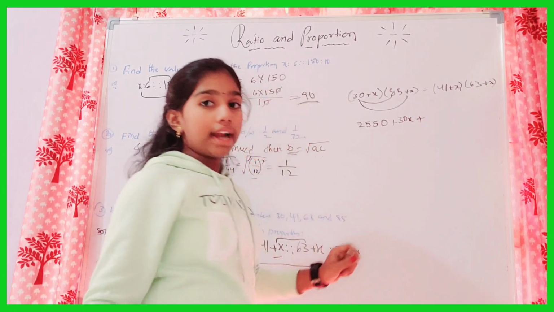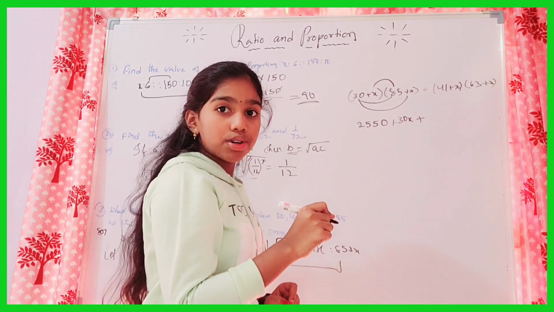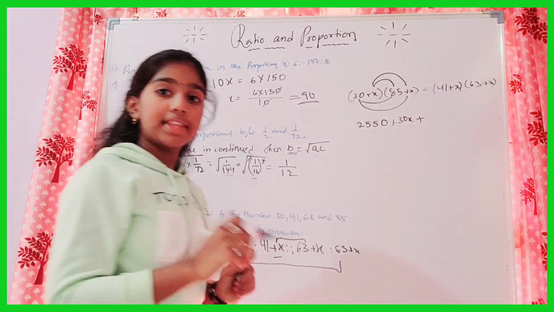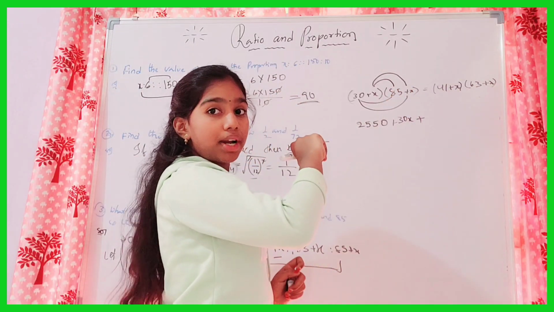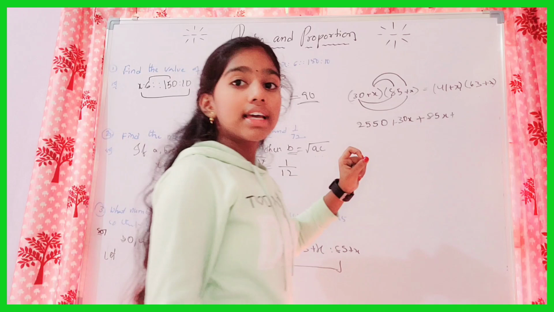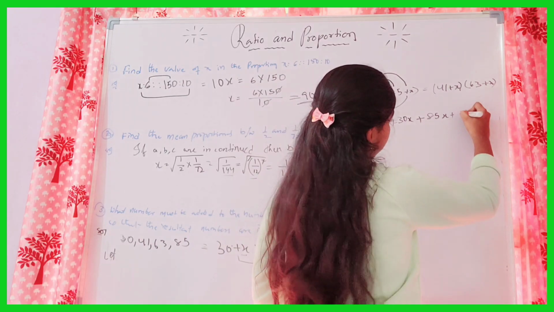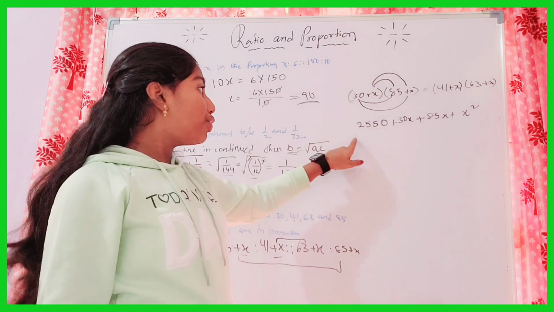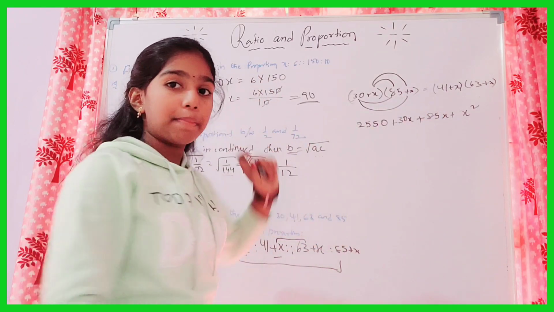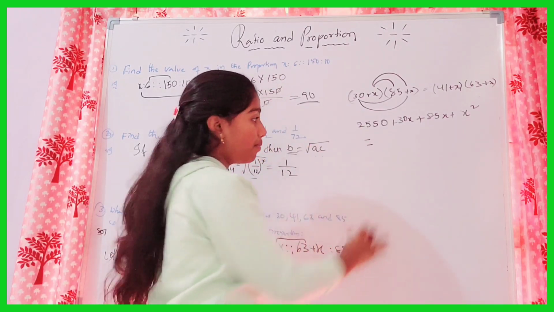Now 30 is over. Then the next number is x. x is multiplied with 85 and also with x. x into 85 is 85x, plus x into x. When we add it will be 2x, but when we multiply it will be x square. So we get 2550 plus 30x plus 85x plus x square.